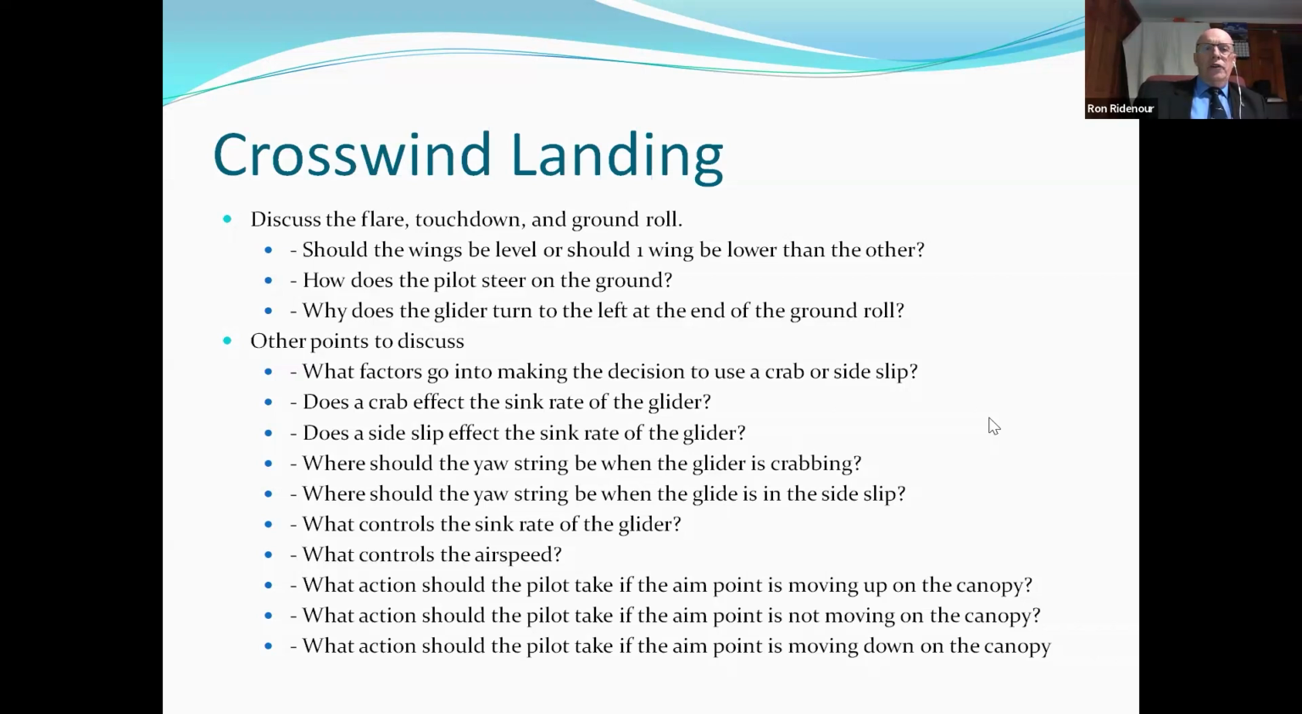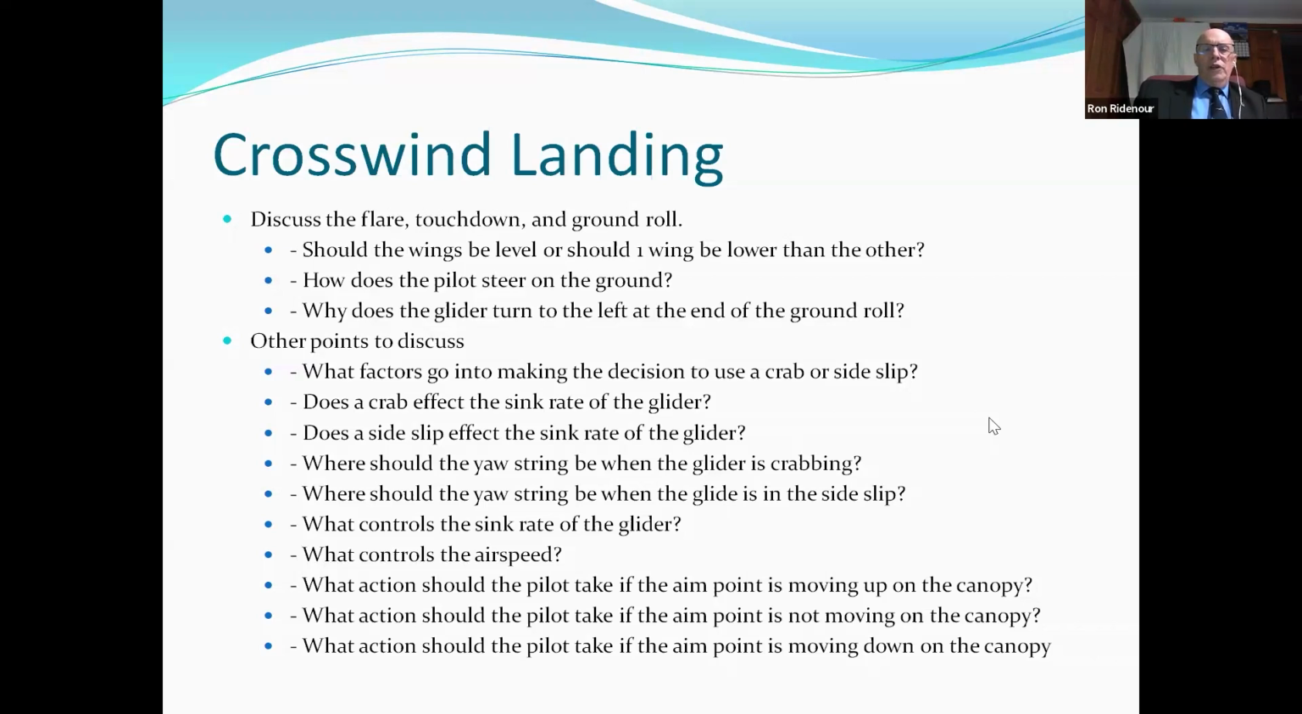How does the pilot steer on the ground? Obviously with the rudders. Why does the glider turn to the left at the end of the ground roll? That's the weather vaning effect. Other points to discuss: factors that go into the decision to use a crab or a side slip. Does the crab affect the sink rate of the glider? Does the side slip affect the sink rate of the glider?